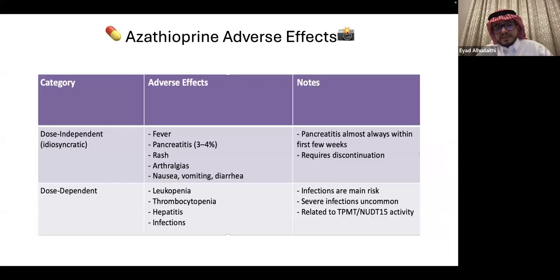Also for this one, just as a concept, there is a dose-independent reaction, which we call idiosyncratic, like pancreatitis. It's very rare, but if you have it, then the message is don't resume the medication, you have to discontinue it. However, if you have a dose-dependent adverse event like leukopenia, then you have a chance to go back to the medication once his white blood cells normalize.